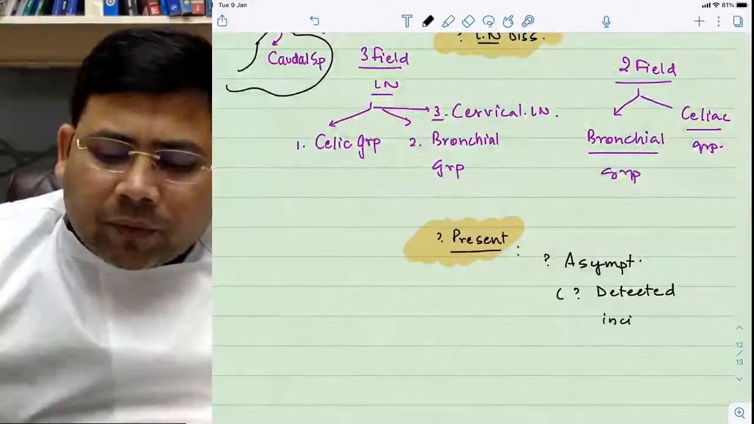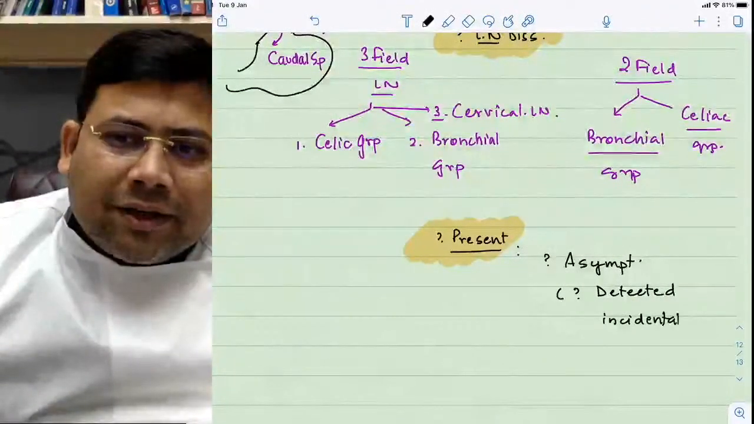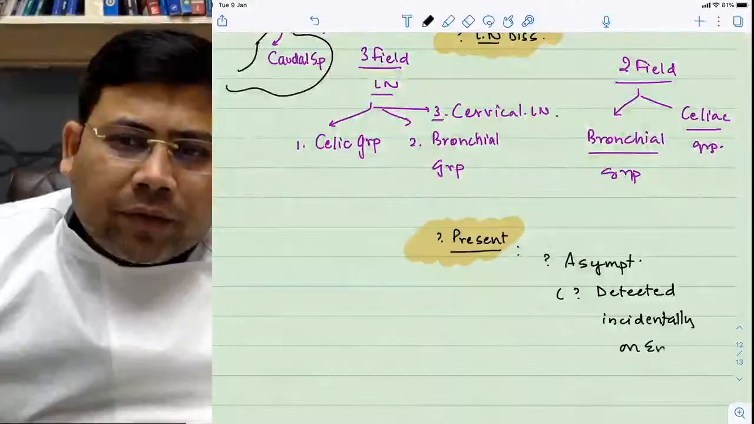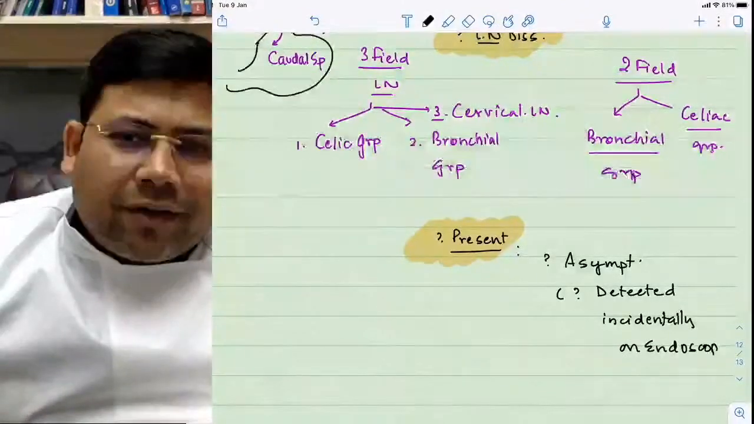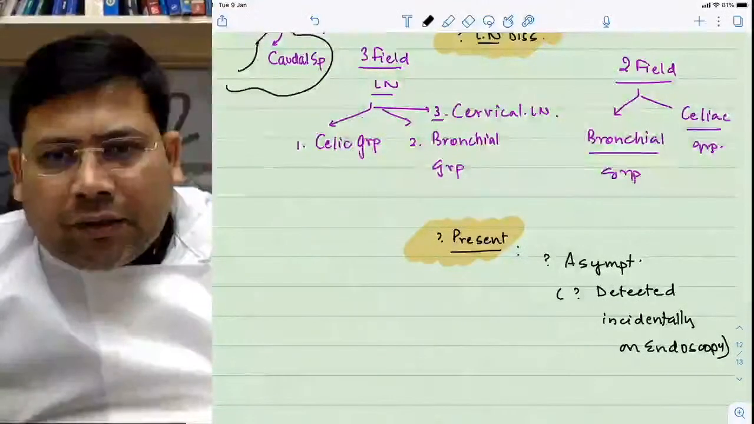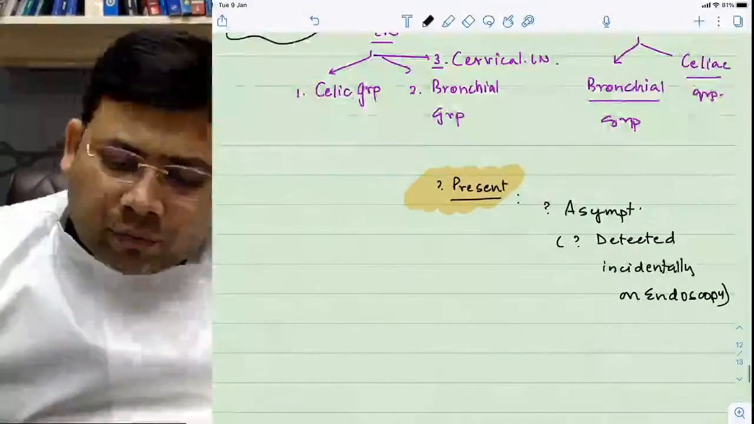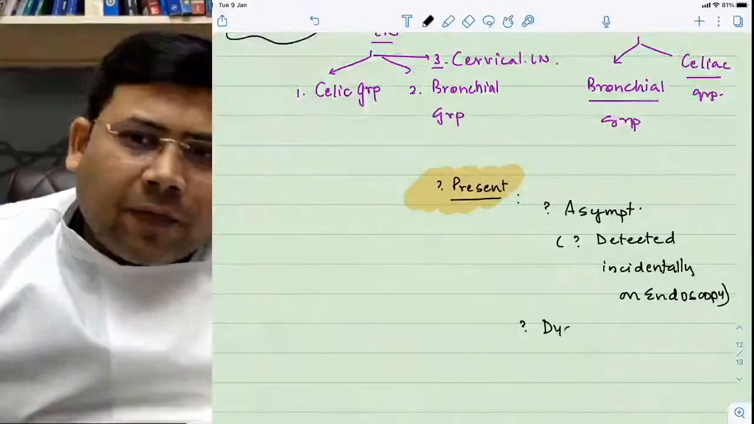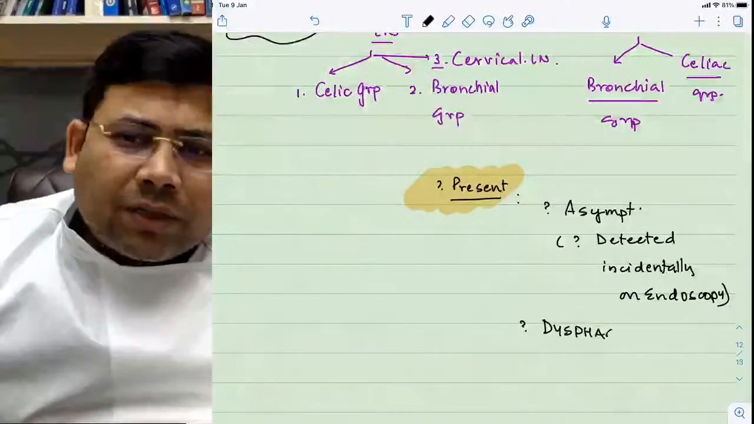They are detected incidentally on endoscopy. Yes or no? So a patient came with intractable GERD, underwent endoscopy, and the tumor was found. Then you have dysphagia, which is a very common presentation.